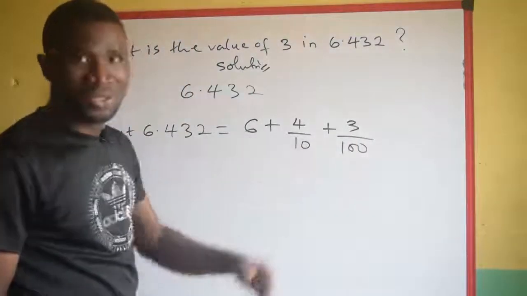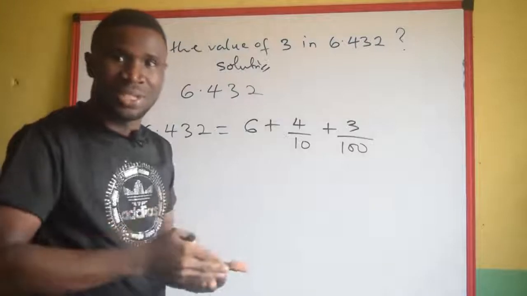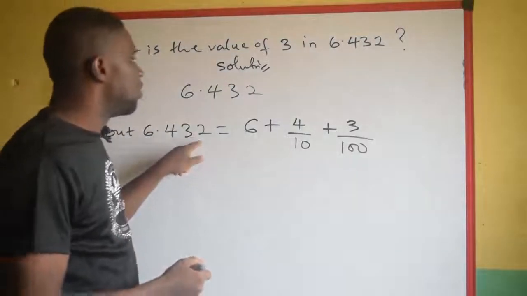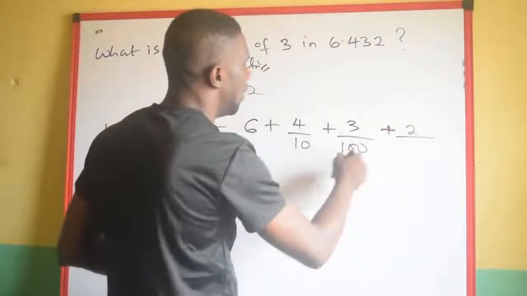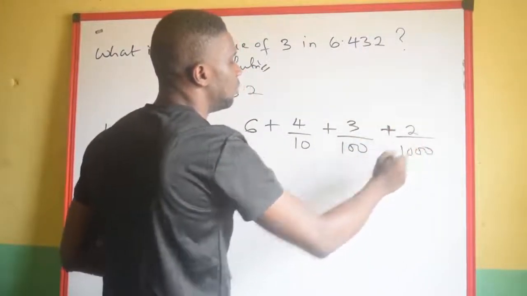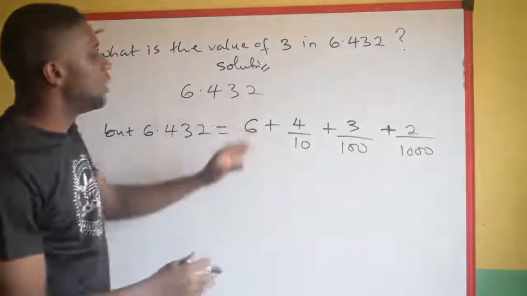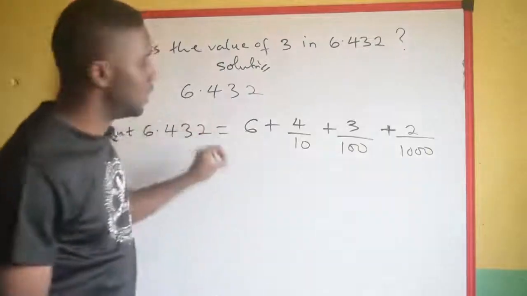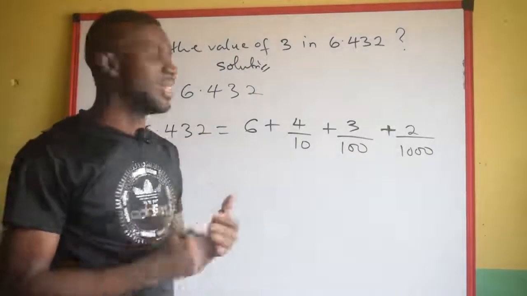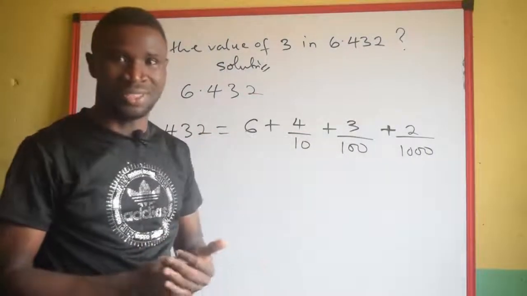These zeros will be increasing; the denominators will be adding zeros. Now, the next number is 2. We write down plus 2 all over 1000. If you punch all these numbers separately on a calculator and add them, you must get 6.432. So this is the same. This is how the calculator processes it.